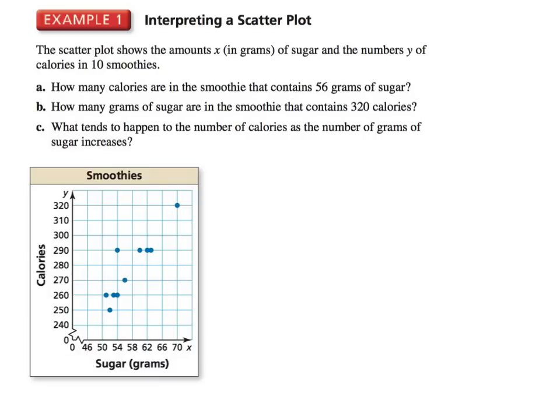A, how many calories are in a smoothie that contains 56 grams of sugar? So 56 grams of sugar looks about right here. So 270 calories. B, how many grams of sugar are in a smoothie that contains 320 calories? It looks like 70 grams of sugar.